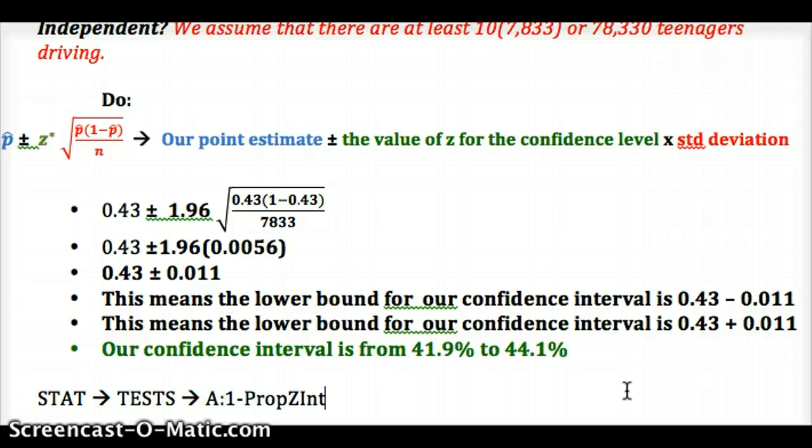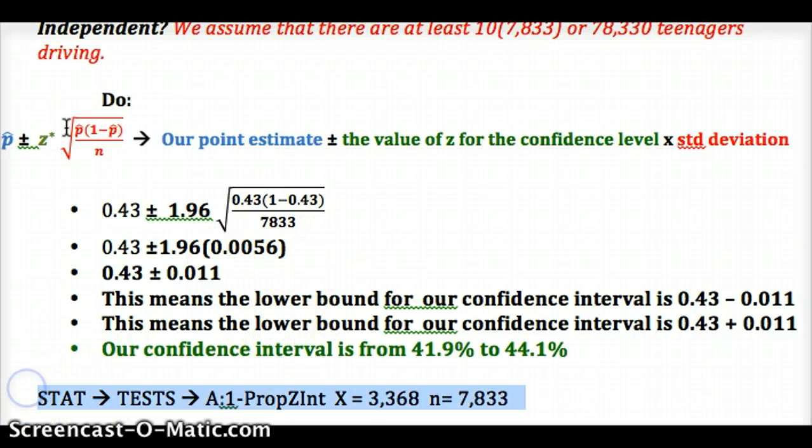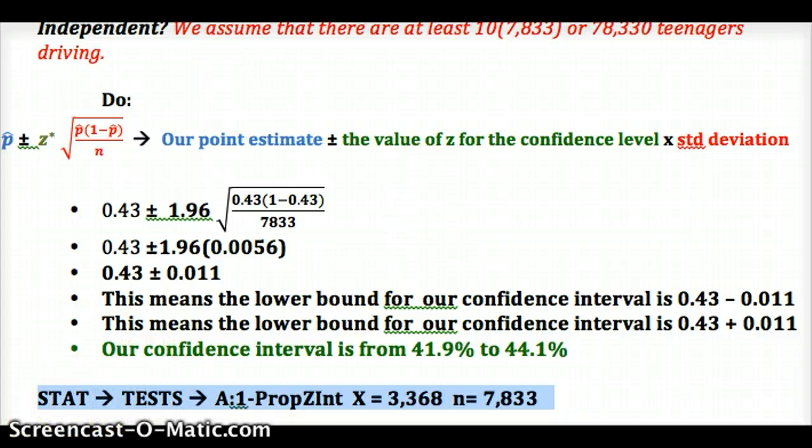x is the number in your numerator, so in this case, x would be 3,368, and n is our sample size, which would be 7,833. Then it's going to ask you for the level of confidence, and you choose that. You get a slightly more exact answer on the calculator. One reason we really have to do it by hand, though, is because we're going to have a lot of questions about how to make the margin of error smaller, the standard error smaller. So you really need to know how to do this by hand and on the calculator once you get the hang of it. So let's conclude.